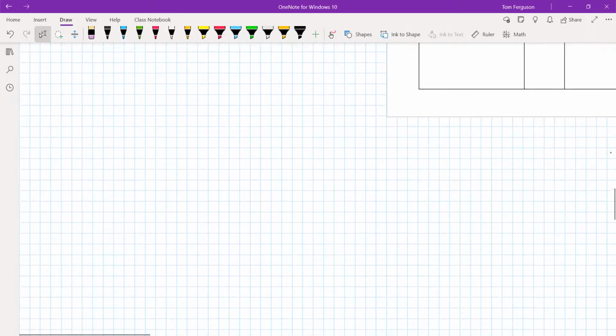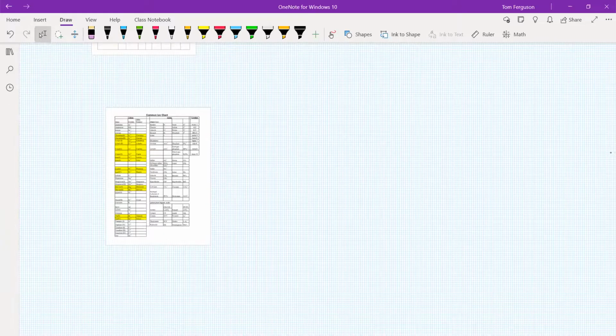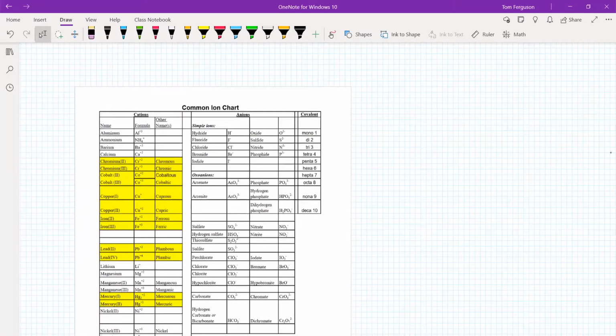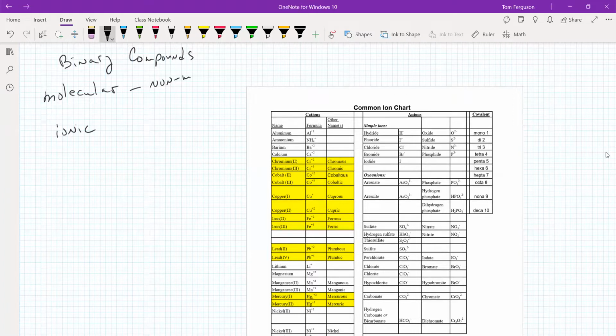Okay, so let's jump now over to naming. Now remember, there are two kinds of naming. One is going to be molecular and one is going to be ionic. In ionic, we need to have an ionic table. So let's look at some examples here. So we have molecular and ionic compounds. Molecular are non-metal to non-metal. Ionic are metal to non-metal.